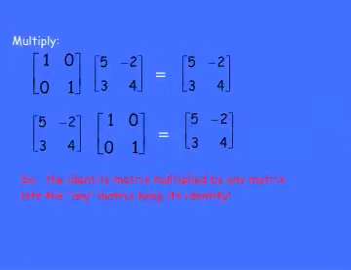This is written symbolically as I, capital I, for the identity matrix, times capital A for the regular matrix, and that gives us matrix A. And likewise, matrix A times matrix I equals matrix A. So the identity matrix multiplied by any matrix lets the matrix keep its identity.